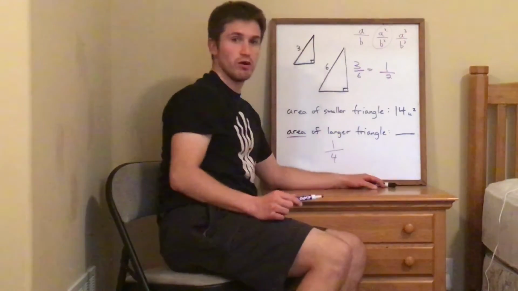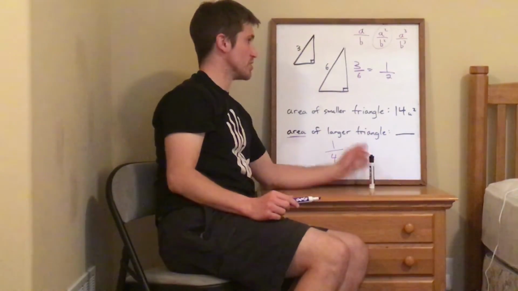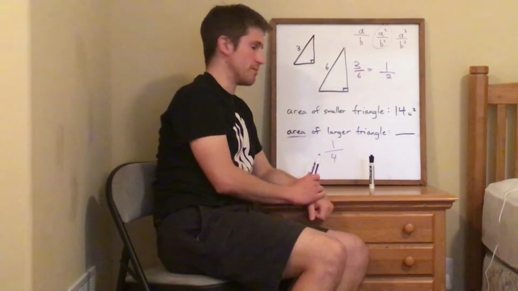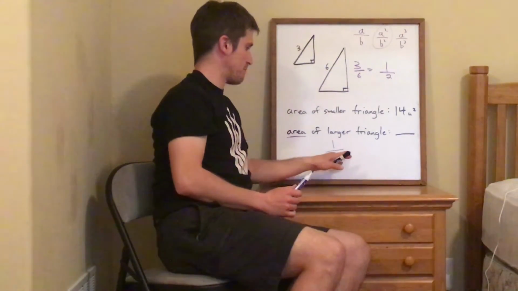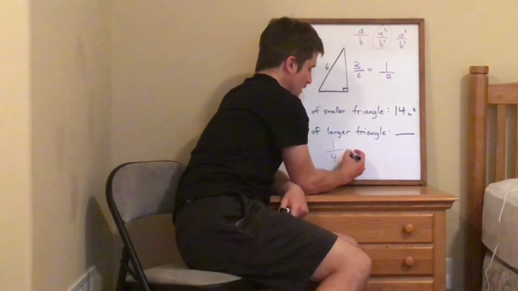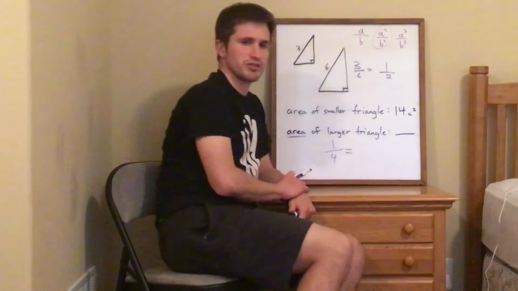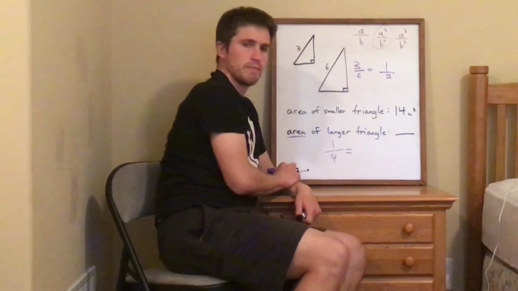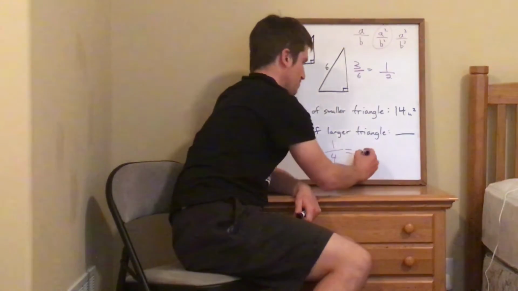So if I'm comparing areas, that's a 1:4 ratio. All I did was 1 squared, 2 squared. I squared the top and the bottom. So if I compare the areas, it has to be a 1:4 ratio. And so using it just looks like setting up a proportion. That 1:4 has to be the proportion when I compare areas.